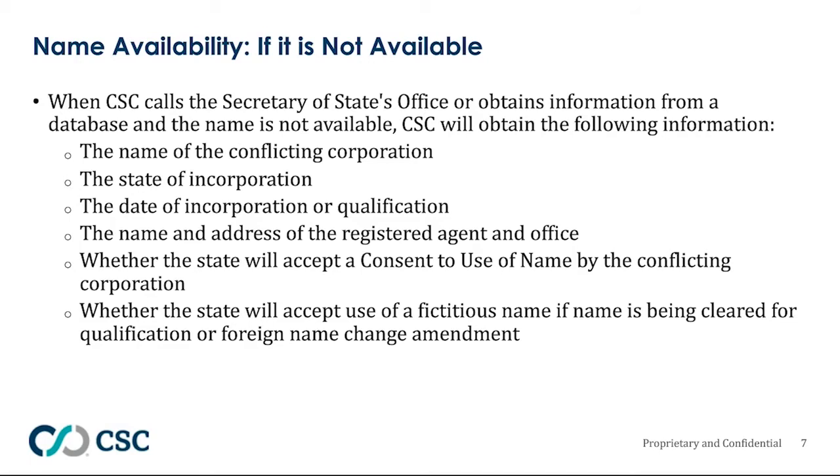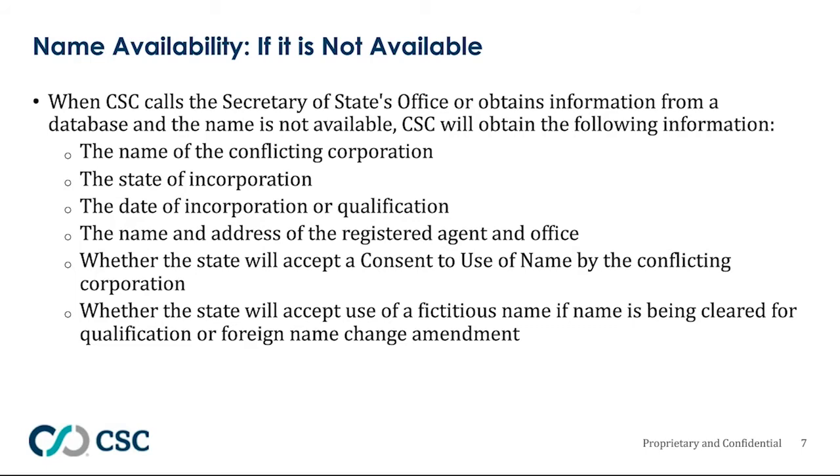Now, why would we obtain the name of the registered agent? Well, if the state tells us that they will accept the consent to use a name, more often than not, you can approach the company for their consent through their registered agent. That's why we get their name and address. There's also the concept of qualifying under a fictitious name. That applies when not every state will accept the consent to use a name, but they all want you to get into their state, so there's always ways around it.